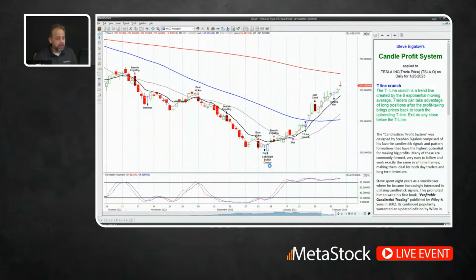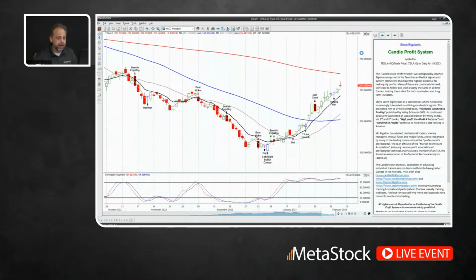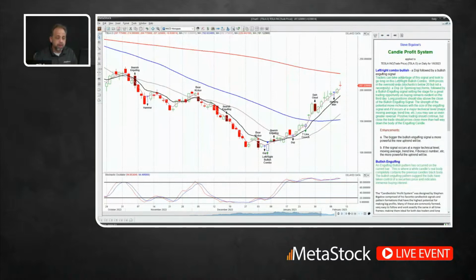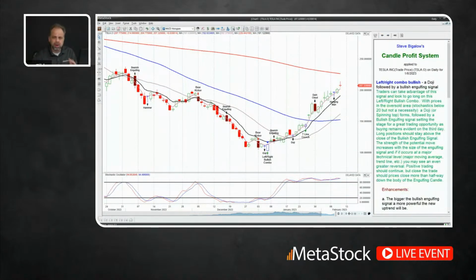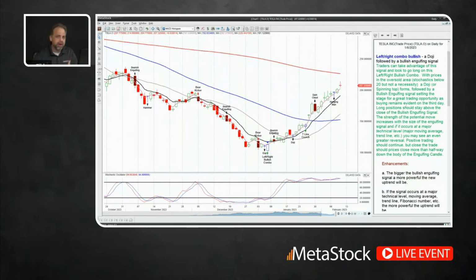So if I come back here to the left-right bullish combo, I can click on any pattern. It's going to tell me what they are. Some of the patterns, I actually did want to point this out. I'm not going to read this out loud, but all of these do have really good explanations for you. They help you learn the patterns and understand them.